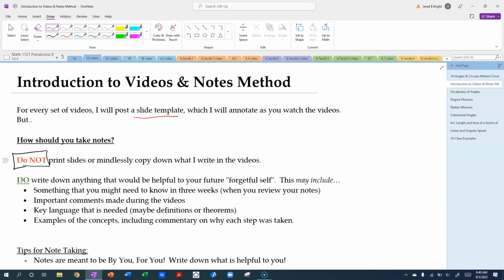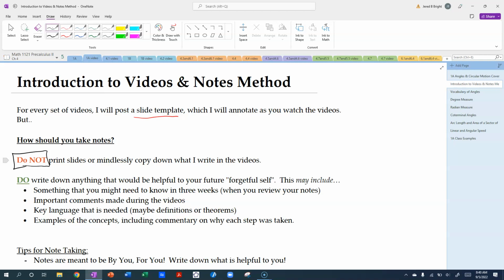I'll show you a template that I used before. The idea with notes is you want to make notes for your future forgetful self. The reason you're making notes is so that you look back at them one day, and you're trying to eventually jog your memory on what was discussed in the videos. So think about something that you might need to know in a few weeks.